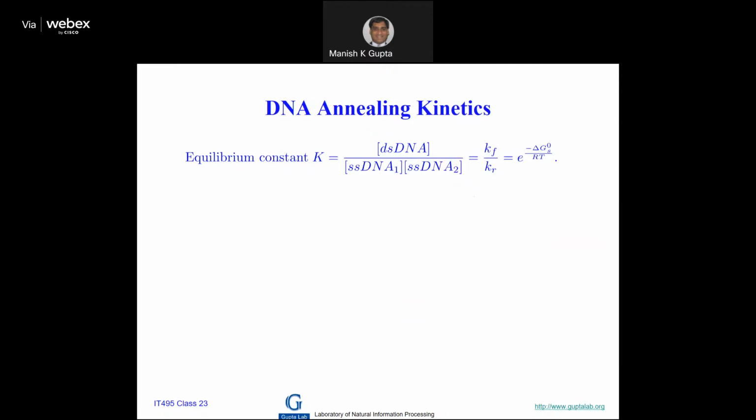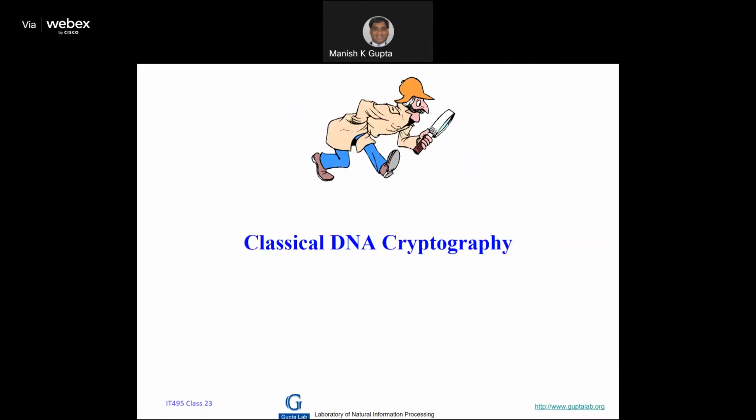So DNA annealing kinetics, this is the equilibrium constant. Okay, this much portion is enough. Now I will briefly end the lecture by giving you one or two examples of DNA cryptography.